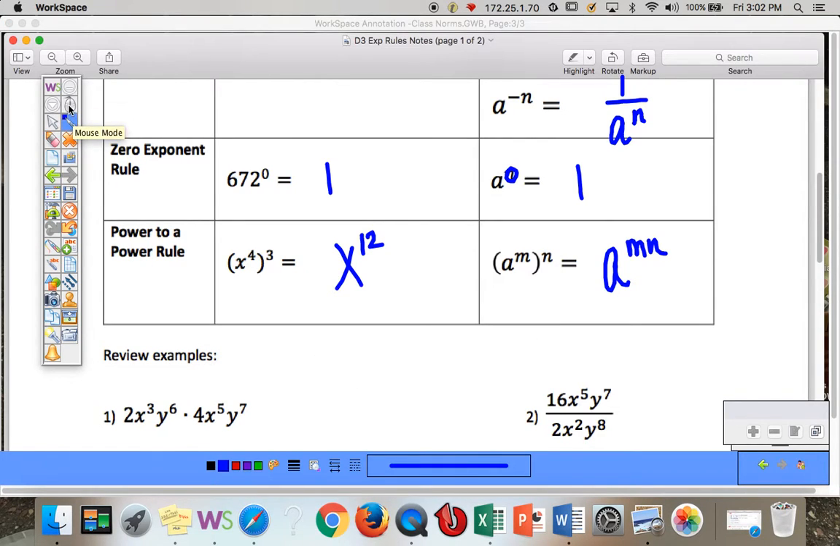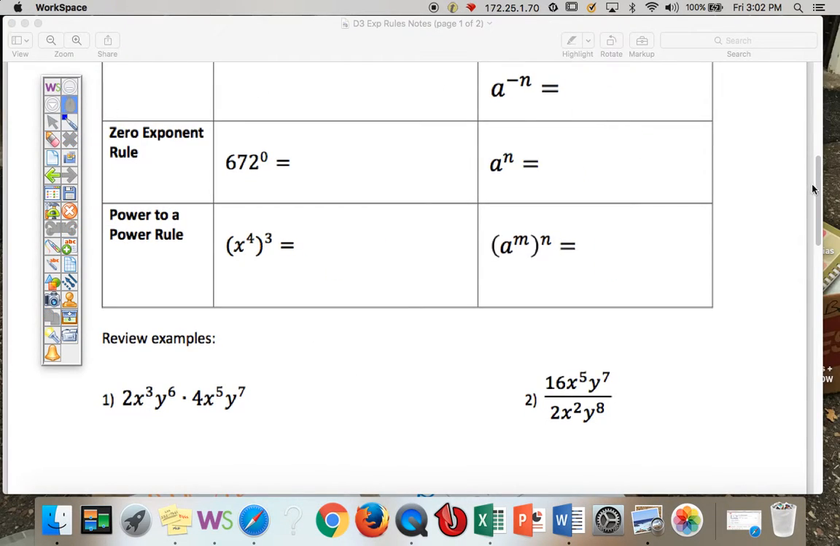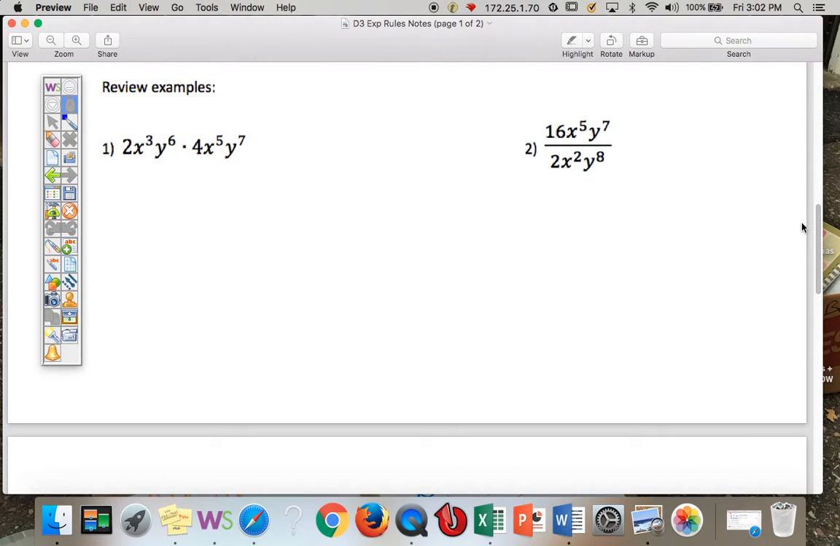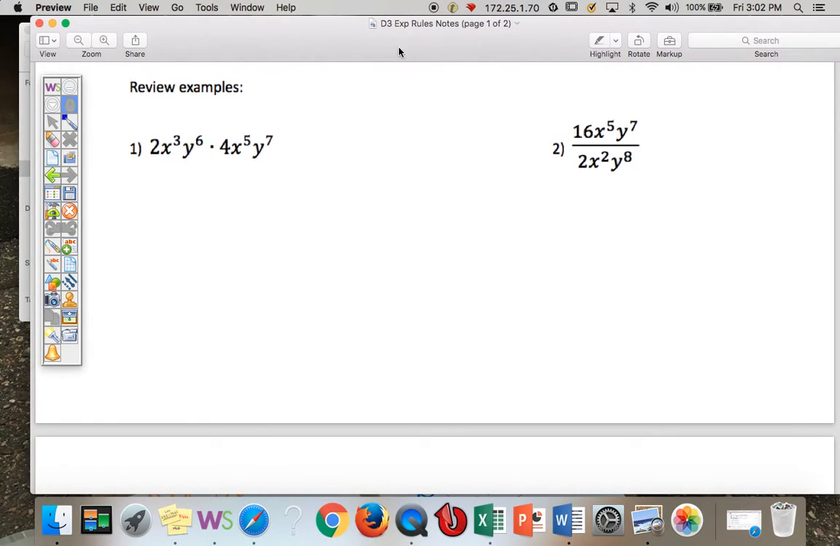So like I said, we're going to do several examples today. I believe there's 10, so let's work through them, and then we're going to have another assignment where you're going to try to find the error of people using these rules of exponents.